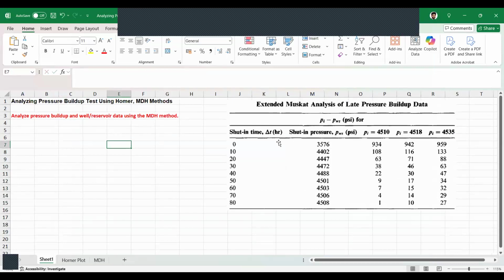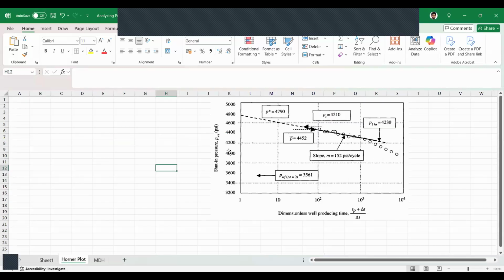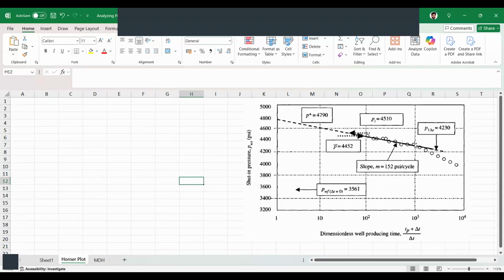So you can see we are given the shut-in time delta T, shut-in pressure PWS, and the drawdown for PI 4510, 4518, and 4535. Drawdown pressure, that is PI minus PWS. Sorry, the increase in pressure. Yeah, it is the change in pressure. So from the Horner plot, we got a slope of 152 psi per cycle. So we will always get the slope in cycles. For one log cycle, we get the slope in a build-up test. That is quite critical. For one full log cycle, we get the slope, that is 152 psi per cycle.